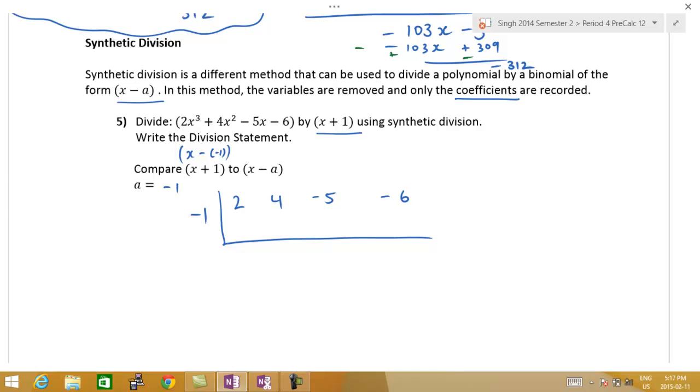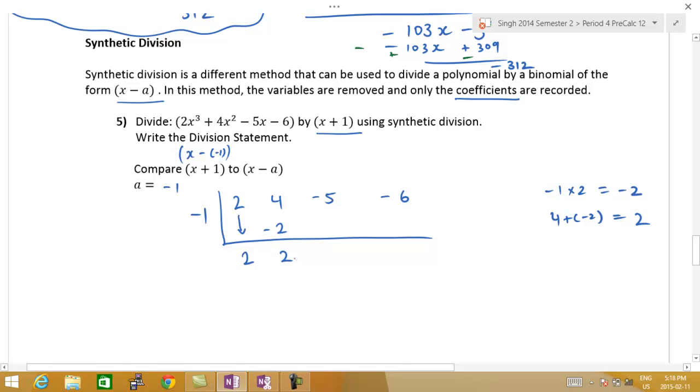First things first, I start off by bringing the 2 down. That's my first step: bring the first leading coefficient down. Then you want to multiply the negative 1 and the 2. The negative 1 times the 2 is going to give you negative 2. You're going to put the negative 2 over here. And then you're going to add those two terms together. You're going to go 4 plus a negative 2, and 4 plus a negative 2 gives you positive 2. So you put that answer down over here.